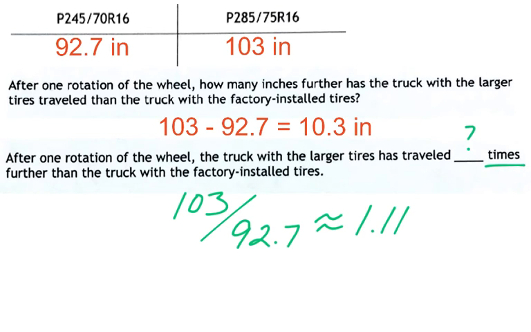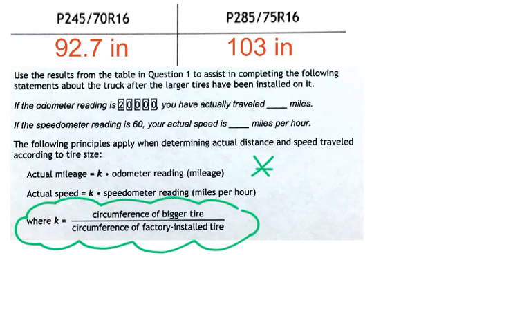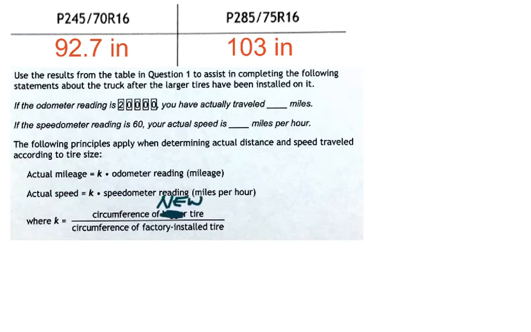So the couple questions that we're going to answer: if the odometer reading is 20,000, if the speedometer reading is 60, what's your actual miles traveled and your actual speed? If you look down here, it shows you what K is, and it shows you how to do each of these things. Well, I'm going to put a little bit of a spin on this because I'm Coach Buchanan, and that's how I roll. So we're not going to take the circumference of the bigger tire.